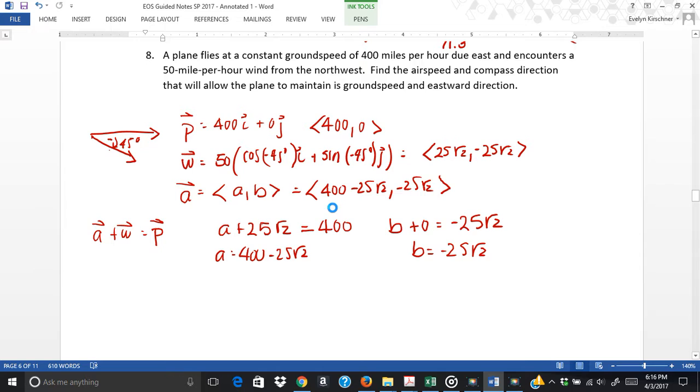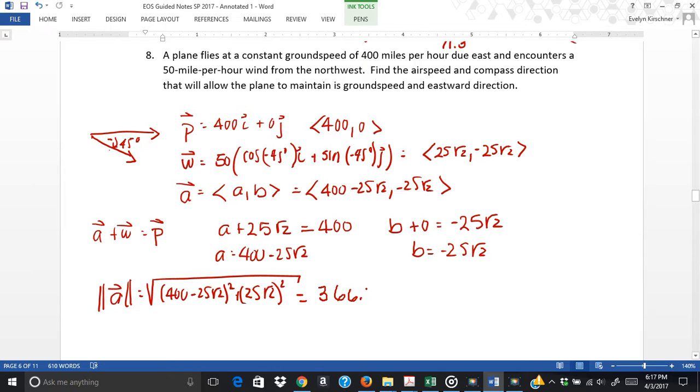I'm not going to go any further with this. I'm not going to find the numbers right now, although I could, because really what I want to know is the speed and the direction. So the speed is the magnitude. So I want to know the magnitude of A, and that's just the square root of those pieces squared. And if you go ahead and put all this in your calculator, you'll find out that it's 366.3546. So it needs to go approximately 366.4 miles per hour.